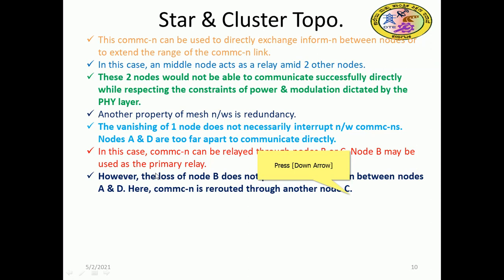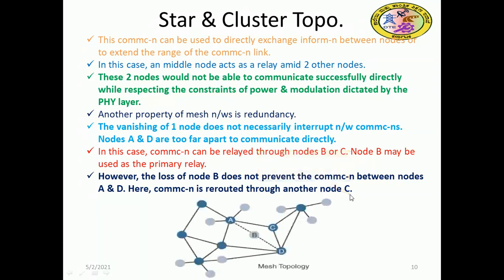Suppose B is between A and D, and B is deleted or goes down. In that sense, A and D can still communicate, because communication is rerouted through another node, C. C is also an intermediate node between A and D. So A and D have two intermediate nodes, B and C. If B goes down for any reason, a connection can be established via C.